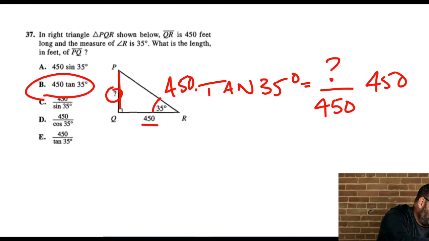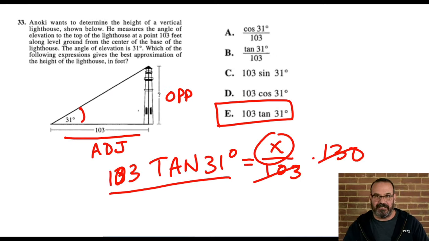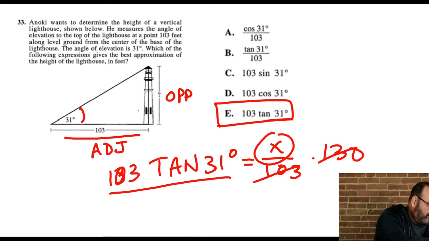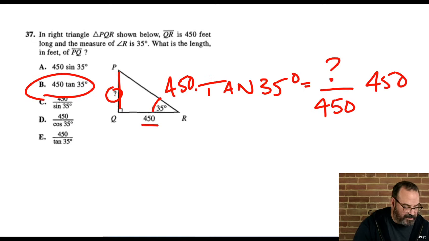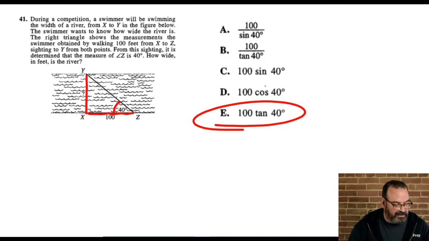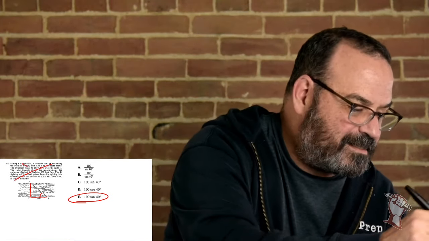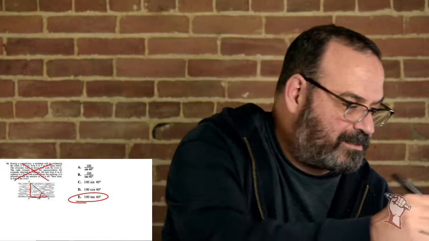This is standardization of standardized test. The adjacent times the tangent of the angle. The adjacent times the tangent of the angle. The adjacent times the tangent of the angle. You notice something? It's all standardized. I didn't even have to read this nasty, wordy, long explanation to get the right answer.